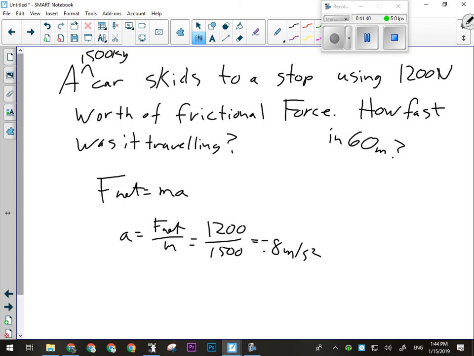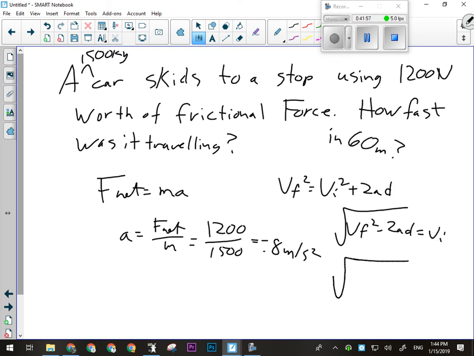Okay, now that I have that, I'm going to use this one, VF squared equals VI squared plus 2AD, to solve for my initial speed. So that'll be VF squared minus 2AD, square rooted, equals VI. So we'll have 0 squared minus 2 times negative 0.8 times 60 meters.